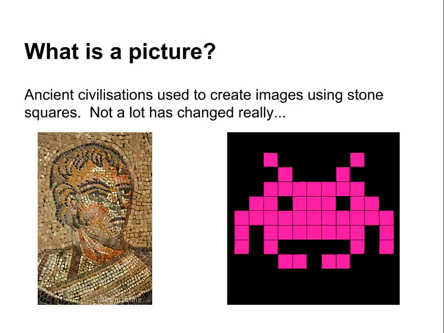Welcome to this video that looks at what an image actually is on a computer. Now, if you think back to ancient times, people used to make images using little colored stone blocks, and they would arrange those blocks in an order, and the way they ordered them would create an image. Now, in modern times, nothing really has changed.